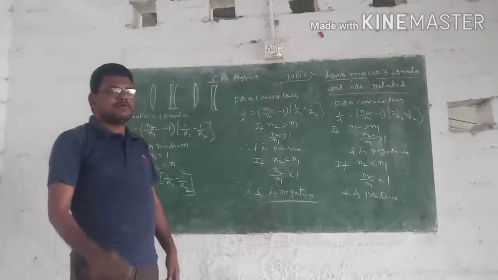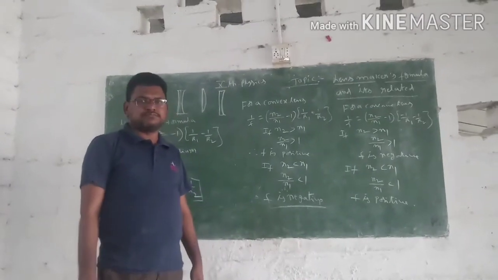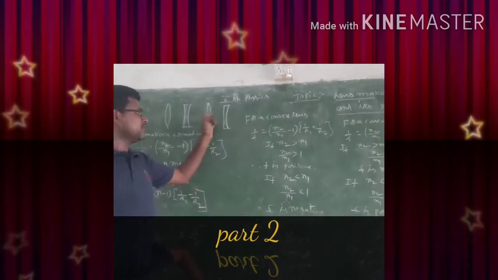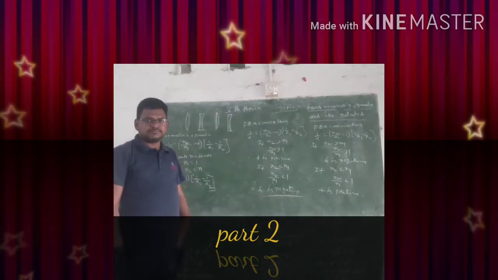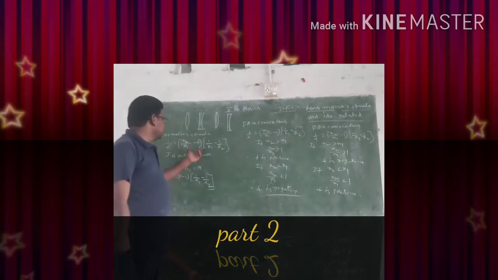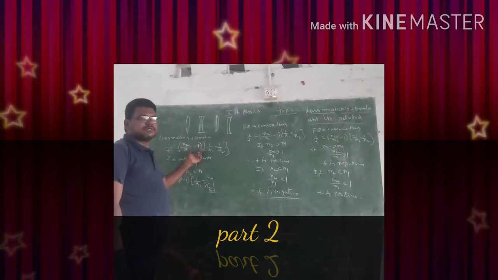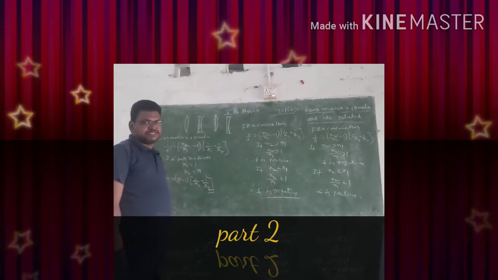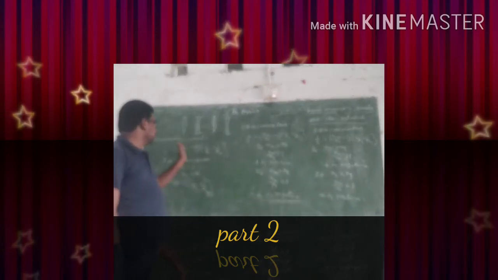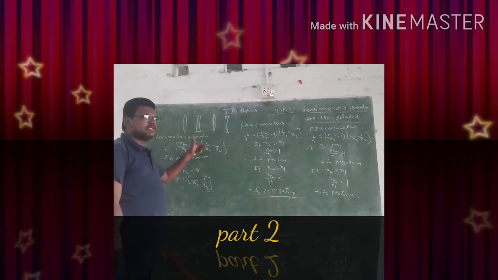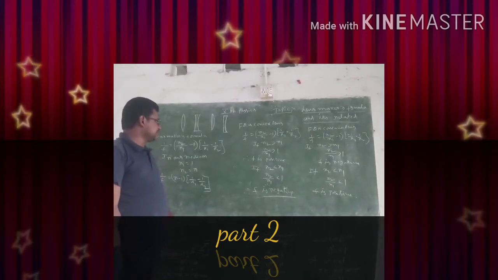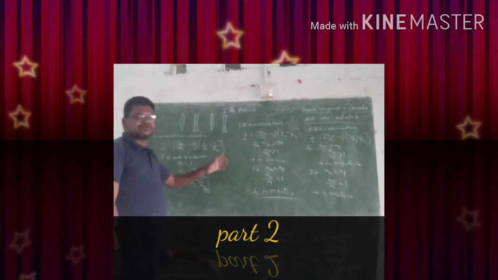See, while solving problems for a convex lens, a concave lens, or a plano convex lens, plano concave lens, we use the lens maker's formula and we apply the sign conventions. So we use the lens maker's formula in this way. Then after that we apply the sign conventions, so what is R1, R2, like that.